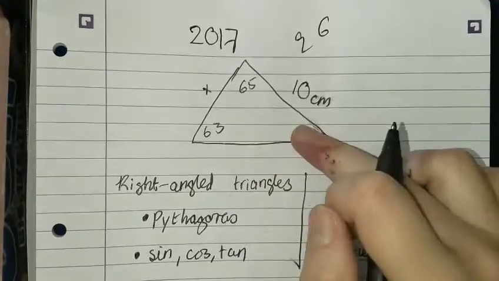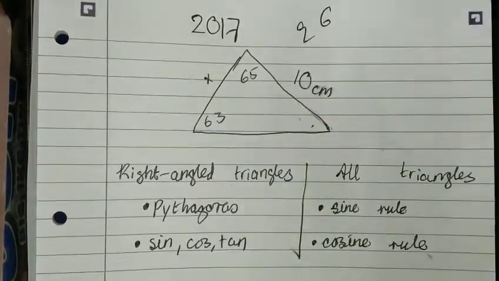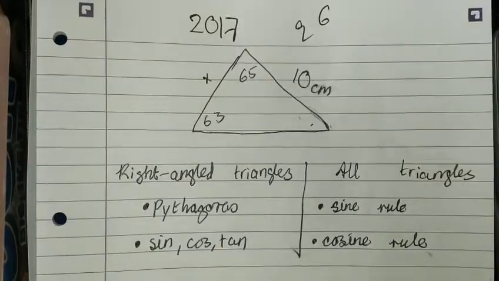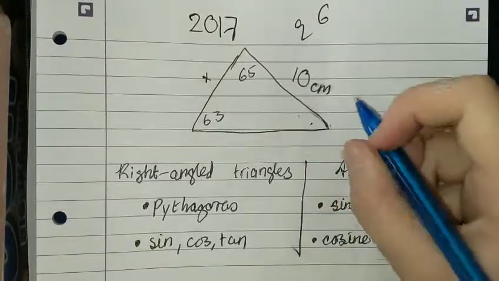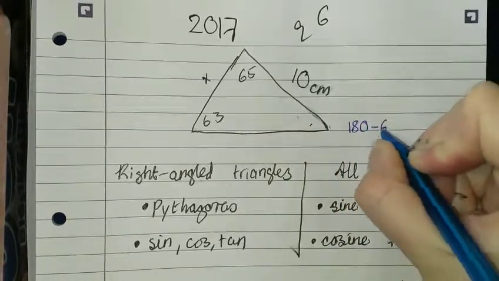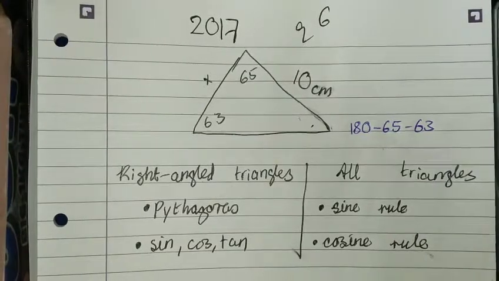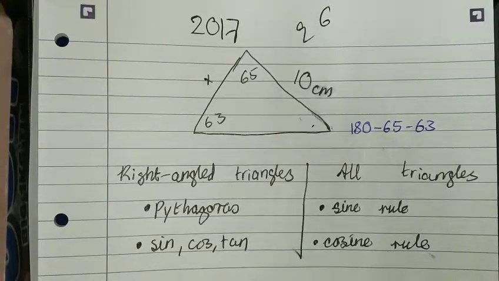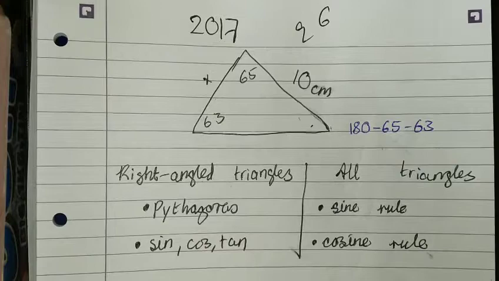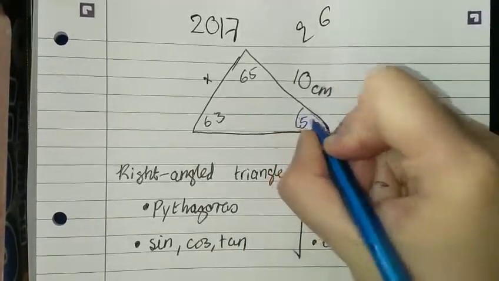Firstly, I can see that I could actually fill in that angle there. To get that angle, all the angles in a triangle have to add up to 180. So I could do 180 minus 65 minus 63, and then I get 52. So I also know this angle here.